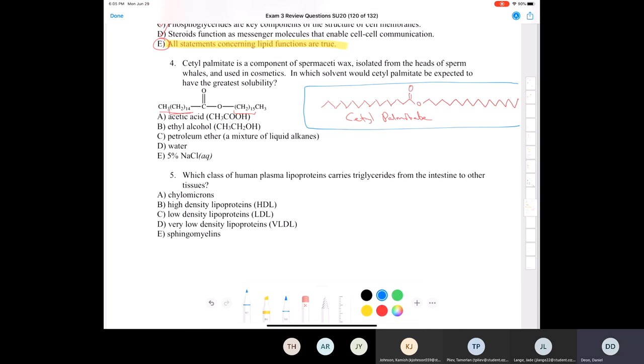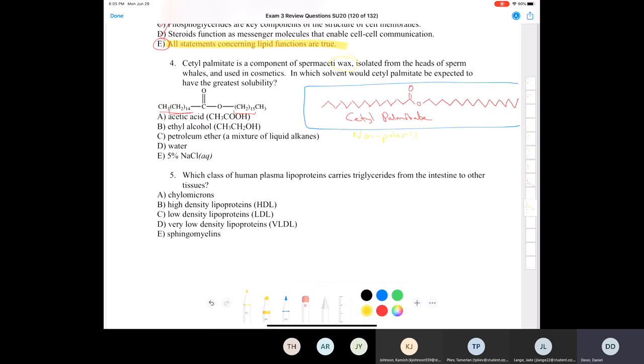Maybe I could ask the question a different way. Does acetyl palmitate look like a polar or a nonpolar molecule to you? I would say it's definitely nonpolar, right? The only thing in here that's polar is these tiny carbon-oxygen bonds. All of this and all of that is nonpolar. So acetyl palmitate is in fact a nonpolar molecule. Very nonpolar. It is a wax, right?